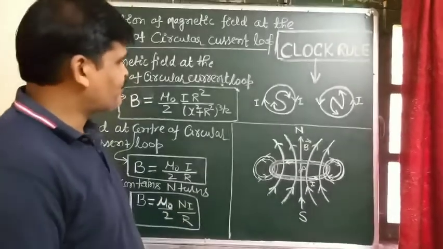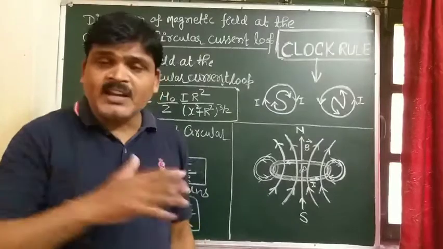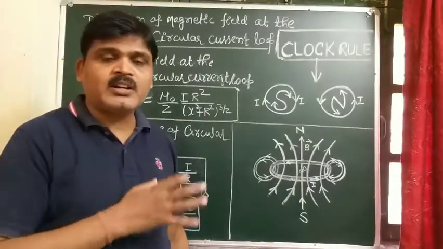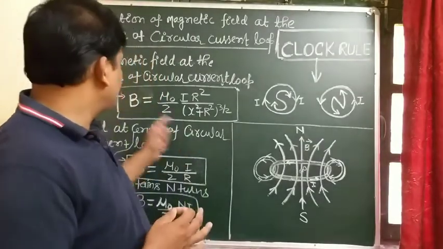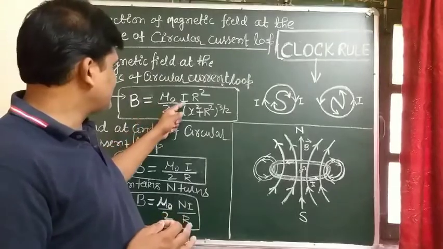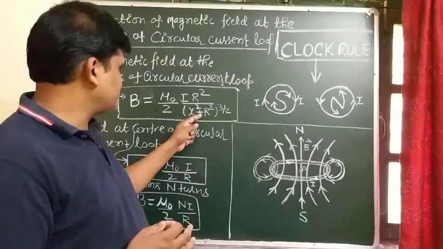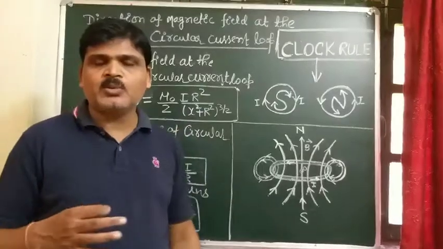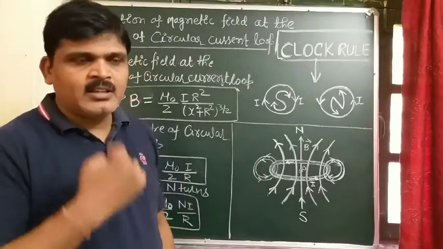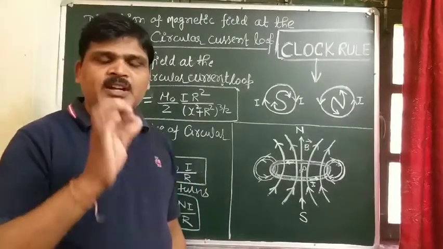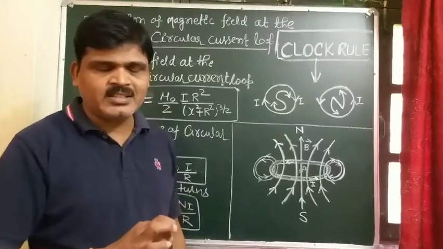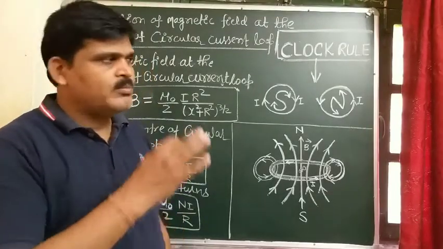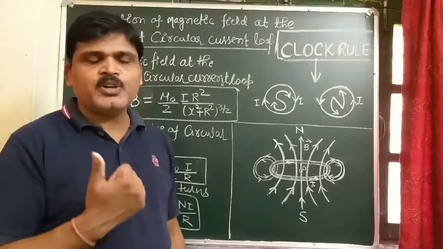Now student, magnetic field on the axis of circular current loop is B equal to mu naught by 2 I r square by x square plus r square whole power 3 by 2. It means what? This circular current loop produces a magnetic field on its axis. So, this current loop produces a magnetic field.